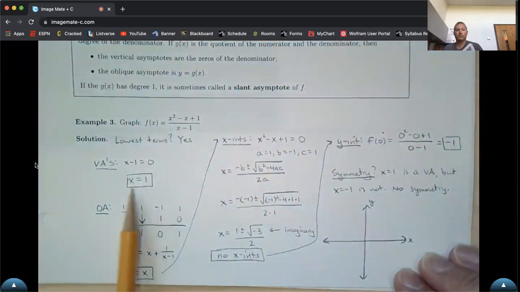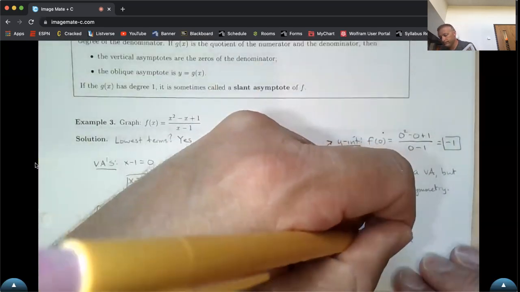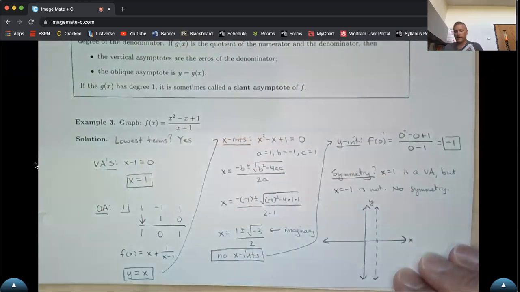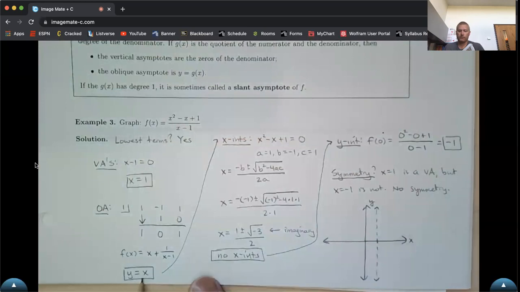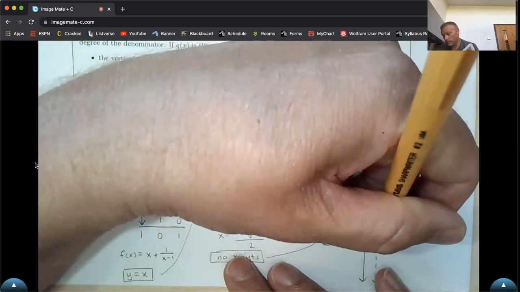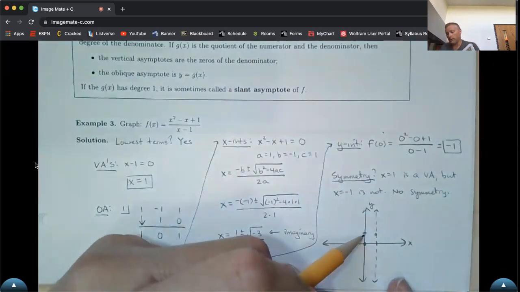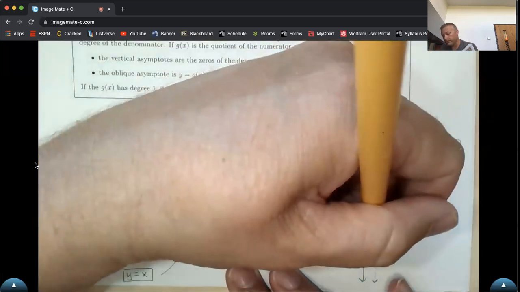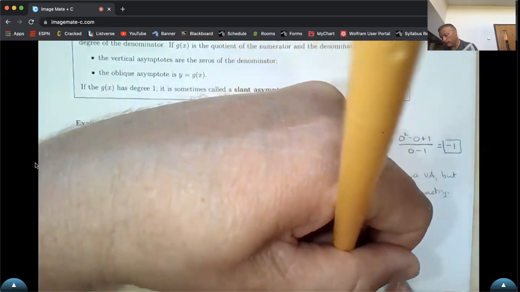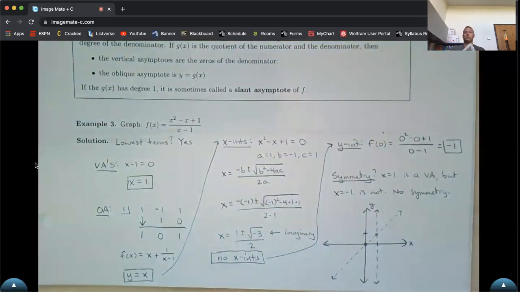So I have a vertical asymptote of x equals 1. And I have an oblique asymptote y equals x. To sketch y equals x, remember it has slope 1, 1x, and y-intercept 0. So if I start at 0, I'll go up 1 and right 1 to get another point. And then I'll create this dotted line.